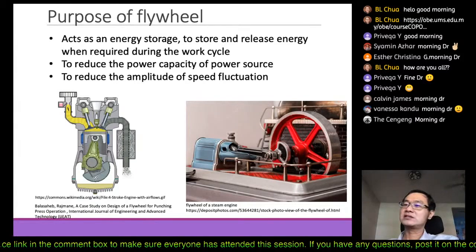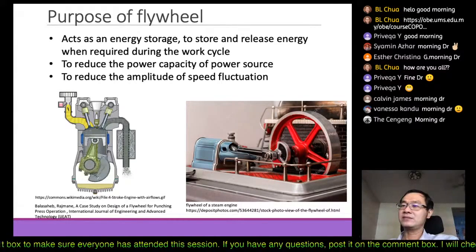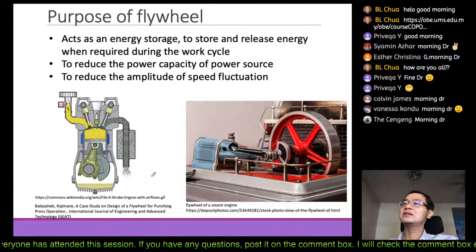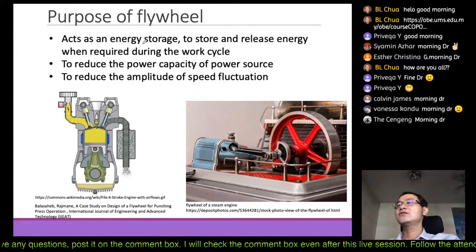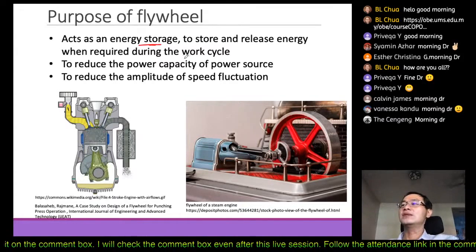Okay, so you have this part, the bottom part. That part is what we call a flywheel. So this flywheel acts as an energy store.